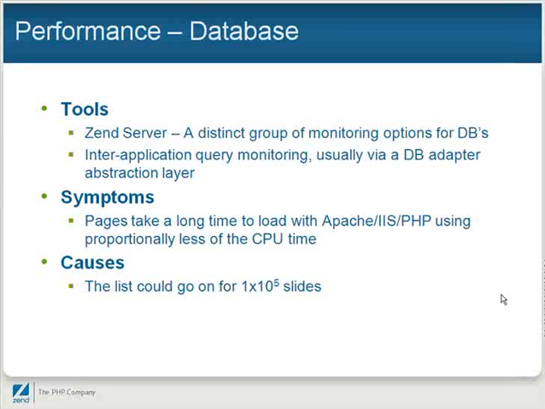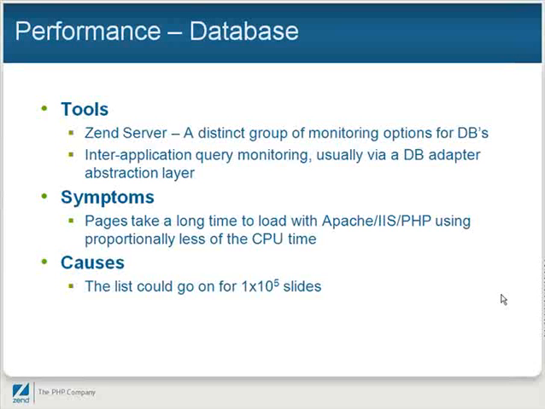The other one is to use some kind of inter-application query monitoring, and this is usually going to be done via some kind of a database abstraction layer. Zend_Db in the Zend Framework has the profiler, the database profiler, which you can use to get performance timings. Another thing that I don't have in here as well is the slow query log from MySQL. You can set some kind of a threshold that will then log queries that are taking longer than they should be, or than you would want them to.